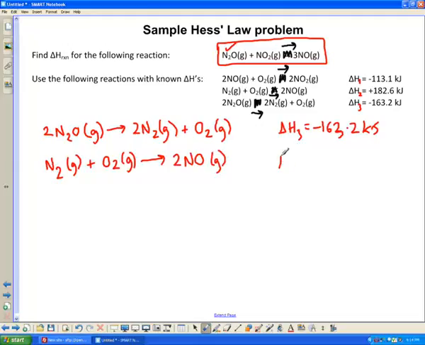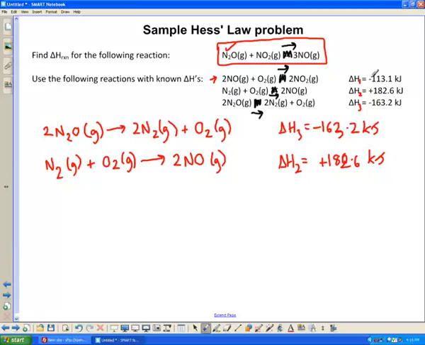So delta H2 is, we said that was plus 182.6 kilojoules. Alright. Now for the last one that we've done, we have got rid of the N2. Now look at our NO2. We haven't done anything with NO2 yet. NO2 is on the left in the overall reaction. The only reaction that NO2 is in, and the only reaction we haven't used yet, is reaction number 1. NO2 on the left, NO2 on the right. We have to flip this reaction to get the NO2 where we want it to be.